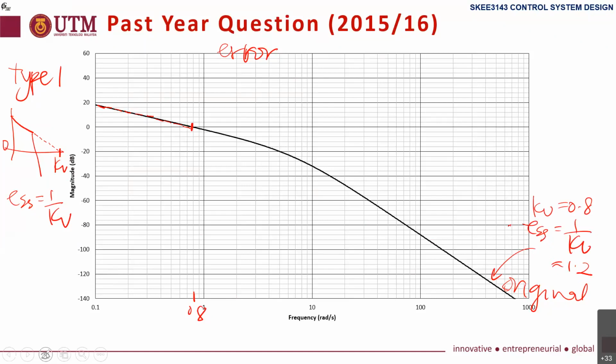Now, for question 5, we need to achieve a 40 dB gain margin. Then we need to reduce, so that it will be like this. Okay. I didn't calculate. It should be reduced by 12 dB. I just make it like this.